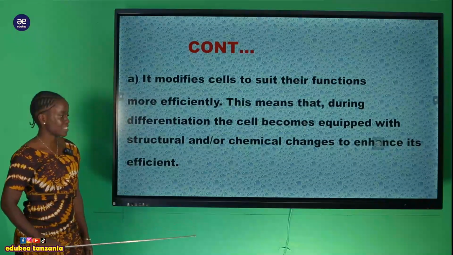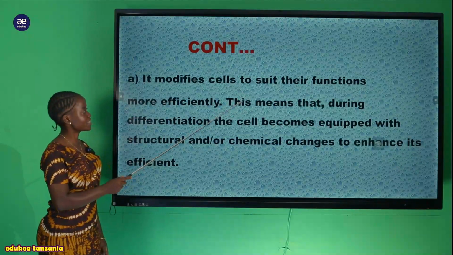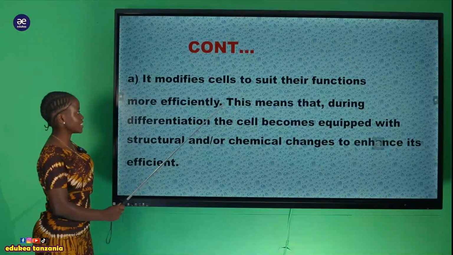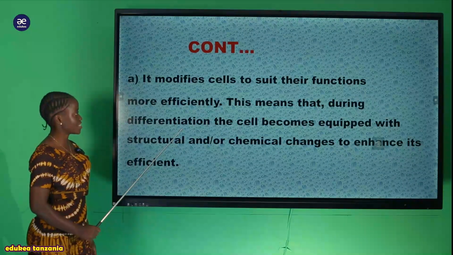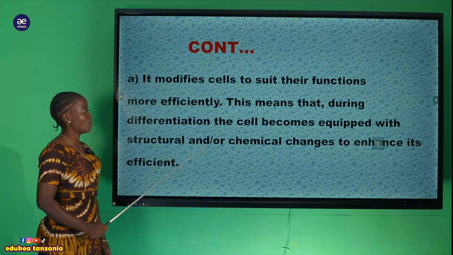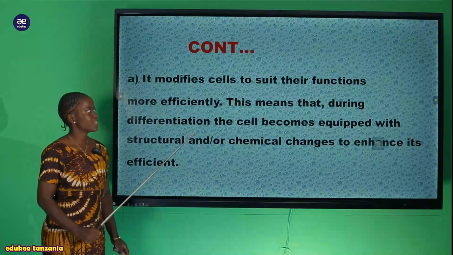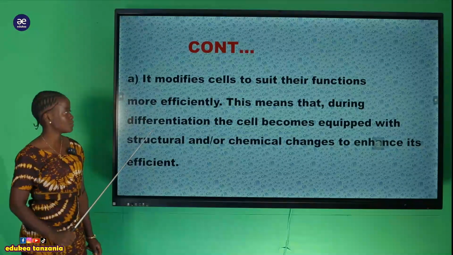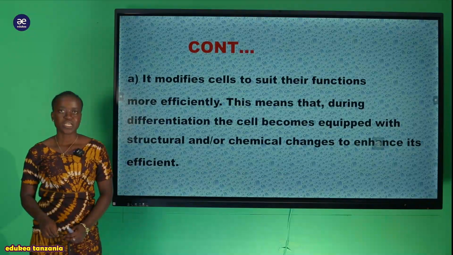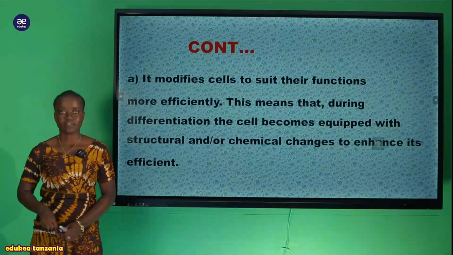The first significance here, simply we can say that it modifies cells to switch their function more efficiently. This means that during differentiation, the cell becomes equipped with structural and or chemical changes to enhance its efficiency. So modified cells tend to switch their function more efficiently. So umuhimu mkubwa wa cell differentiation, inasaidia kumodify cell kufanya kazi yake in a proper way.